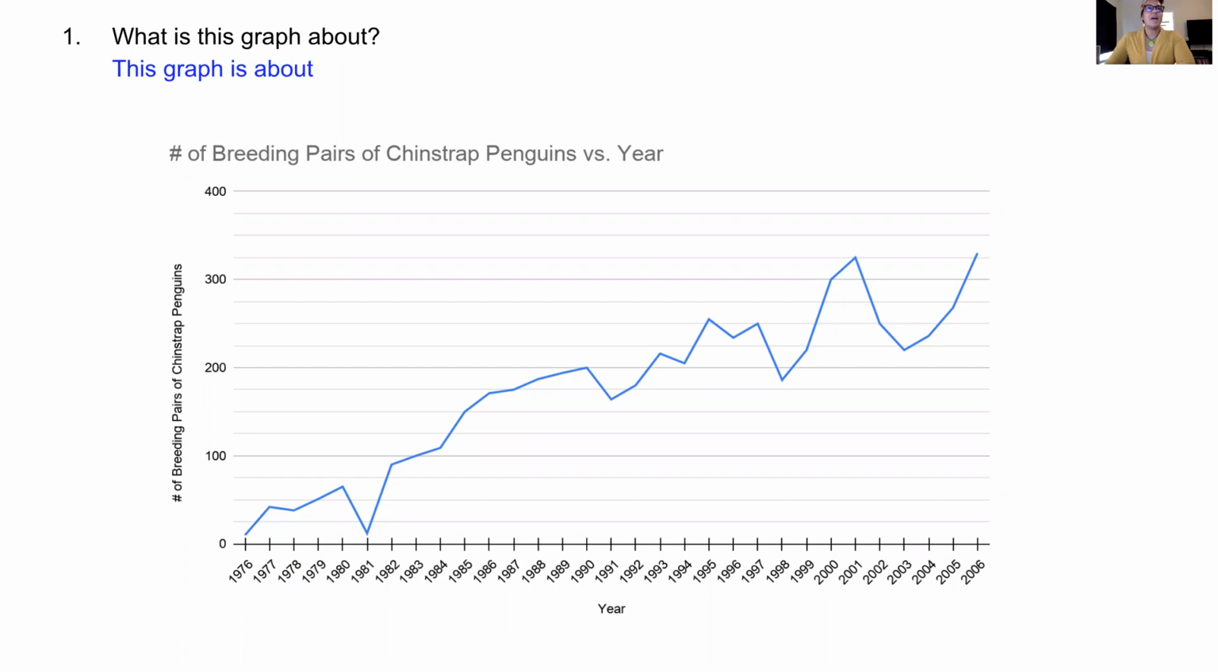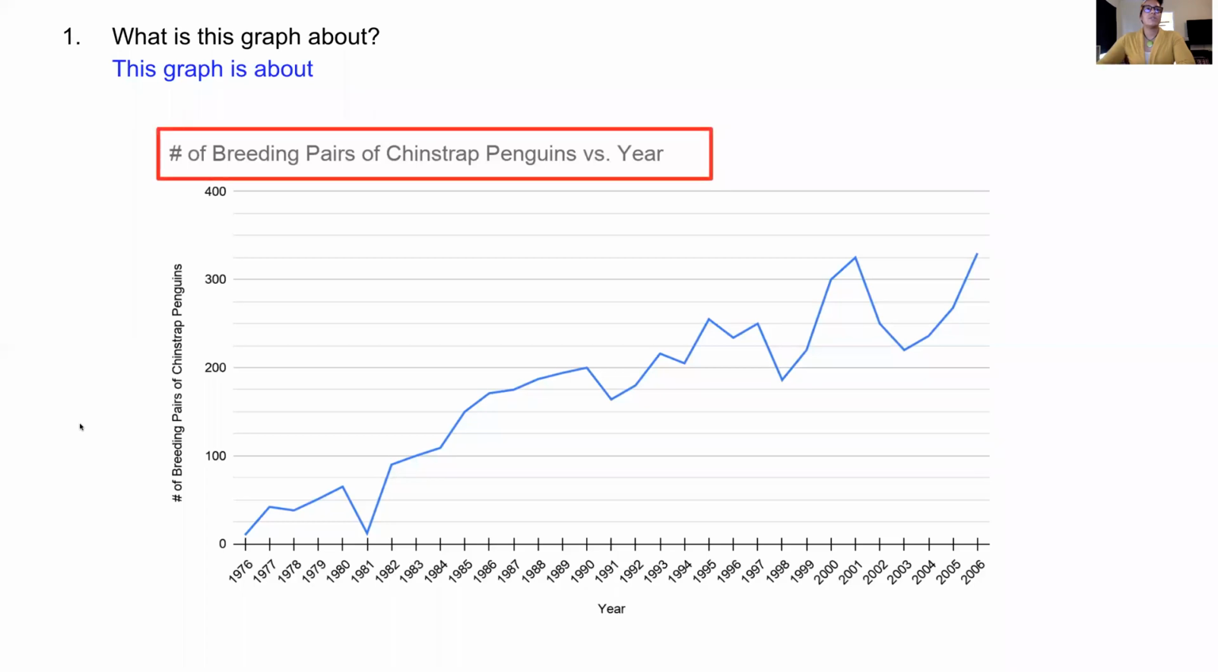And the first question asks, what is this graph about? So in order to find out what the graph is about, the first thing we want to look at is the title right here. Number of breeding pair of chinstrap penguins versus year. That's going to tell us a lot about what the graph is about. This graph is about breeding chinstrap penguins and year.